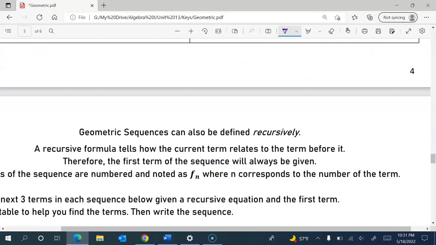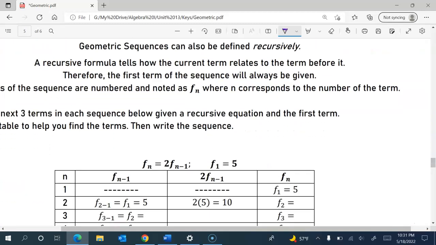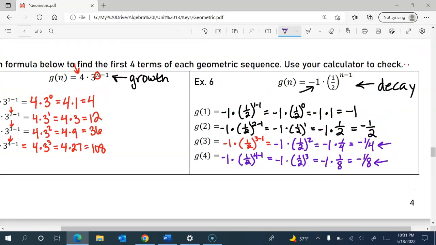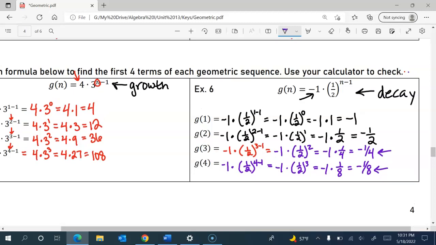Moving on to page 5. Just like yesterday, we had explicit formulas and recursive formulas. Explicit formulas is where you can just plug in the term number that you want. So if I were to just sneak back to page 4, if I wanted to, I could find g of 50 by just plugging in -1 times 1/2 to the 50 minus 1, right? That would spit out a number in my calculator.